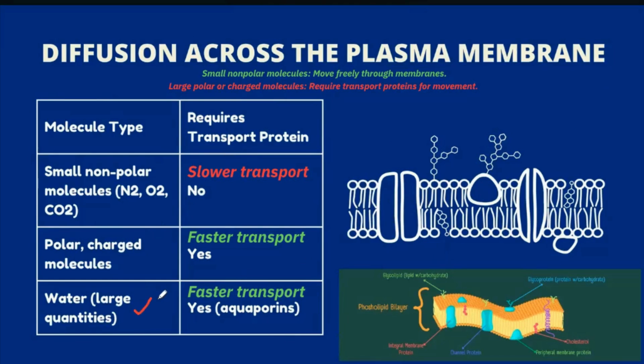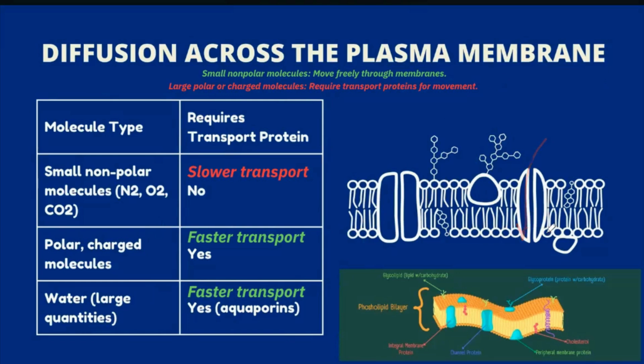Let's talk about water. Now, remember, we said small water molecules can travel with ease. However, if you need to have large quantities of water travel across that barrier, you need something called an aquaporin. And an aquaporin allows for faster transport. So remember, small nonpolar molecules move freely through the membrane, while large polar or charged molecules require some sort of transport protein to move across the membrane.